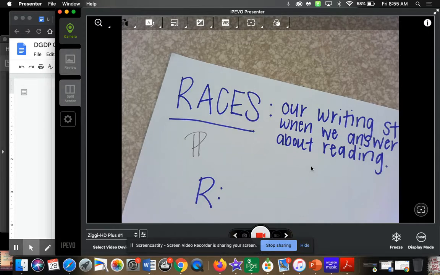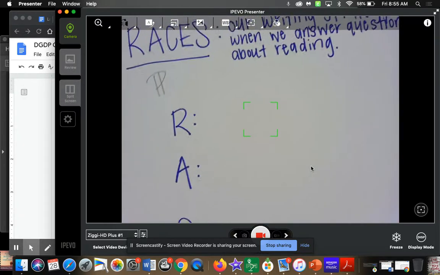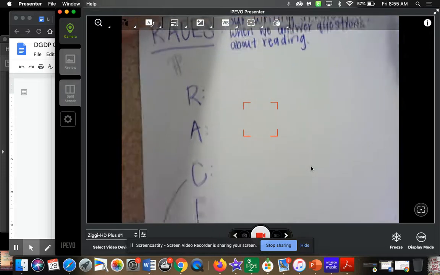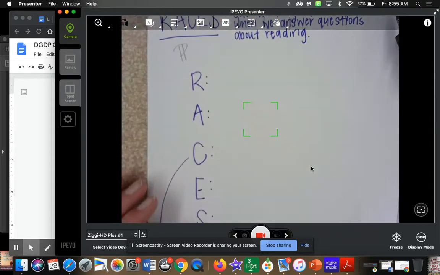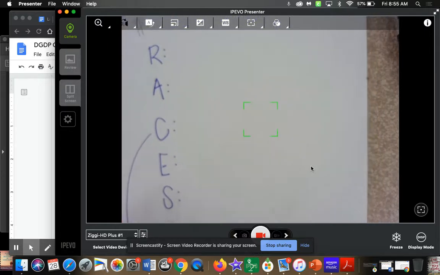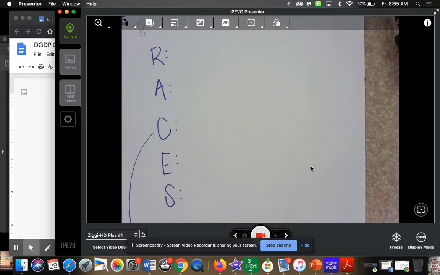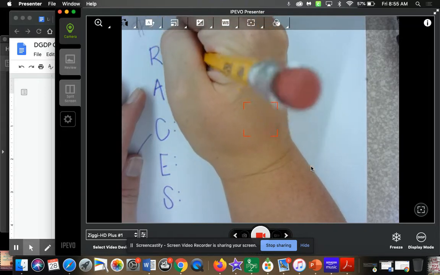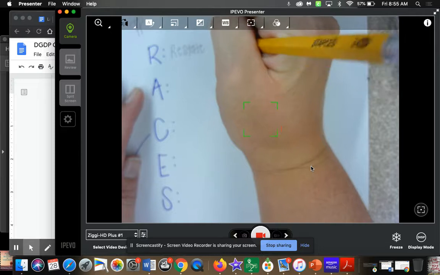So we're going to first go over what each of these letters are. What I would do is in your notebook, write down RACES. So here's what mine looks like. And you will just follow these steps while you are writing your paragraph, okay? The letter R, this is your first sentence. You're going to start by restating the question.